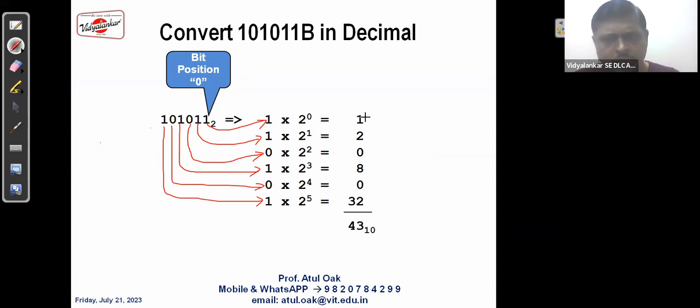Anything raised to 0 is 1. So this is 1. Okay, this is 2. This we will discard because we are multiplying with 0. This is 8. This also we will discard, and this is 32. And all this addition you will get final decimal, that is 43 in decimal. So 101011 becomes 43 in decimal.